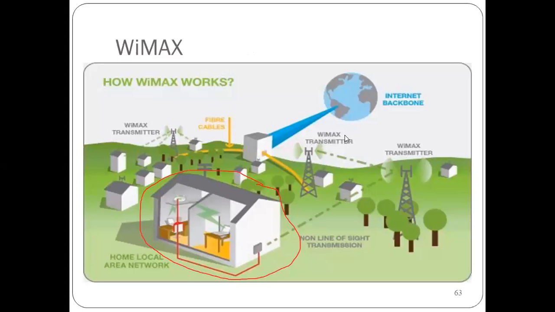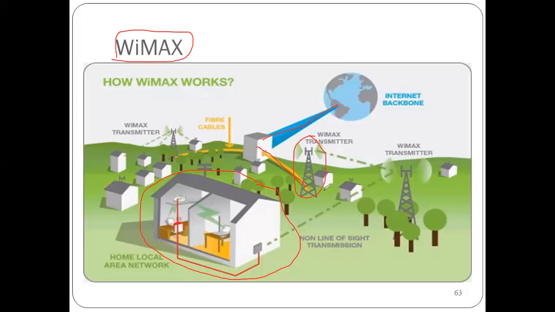So they came up with this technology that is known as WiMAX, right? 802.16. This is the standard name of WiMAX. Please remember, note it down. Now you can see the internet is connected with wire, and we will connect through fiber optics to the transmitters, right?